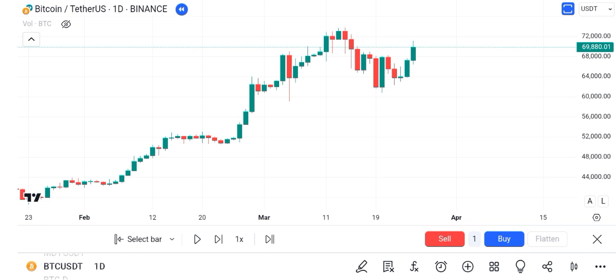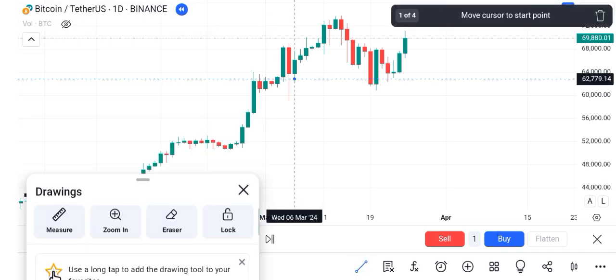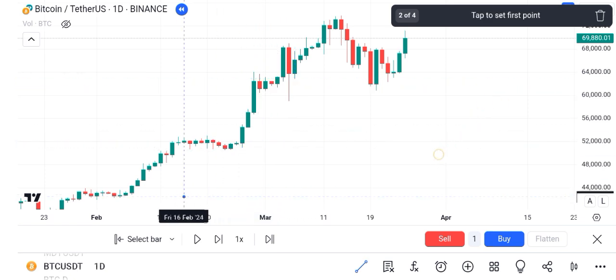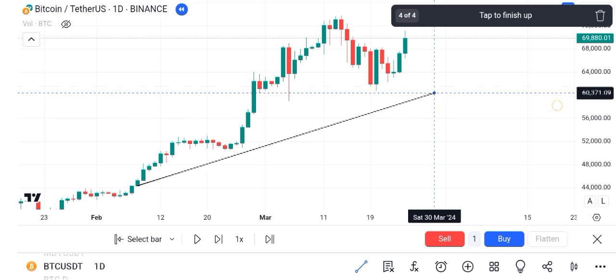So let's discuss the upward trend first. You can see that the price made a high at this point, and then the price made a new high at this point, and then the price made a new high at this point. Since the price is continuously moving in an upward direction, I will draw a trend line over here. So I will click on pencil and then trend line, and I will try to connect the points from this point through this point.